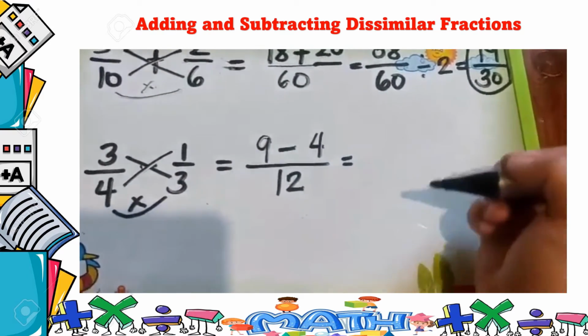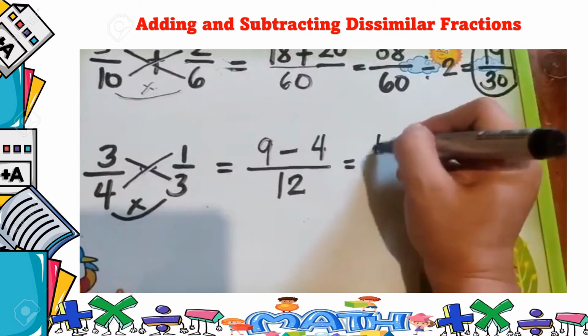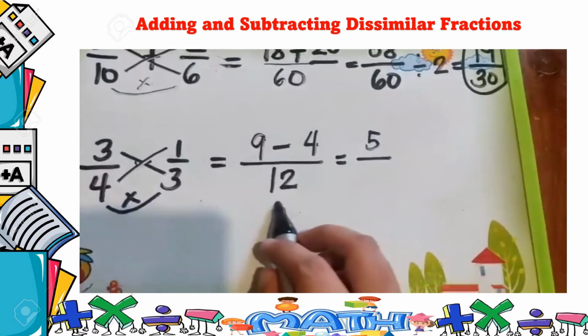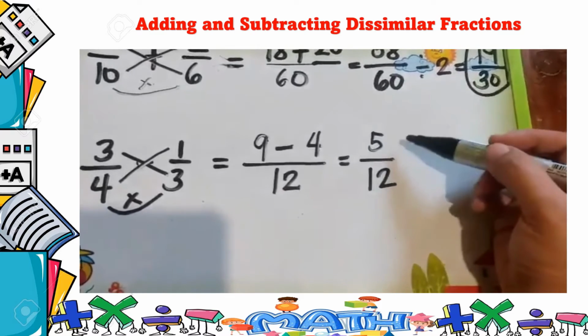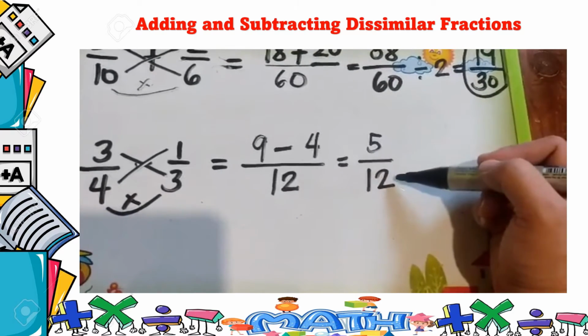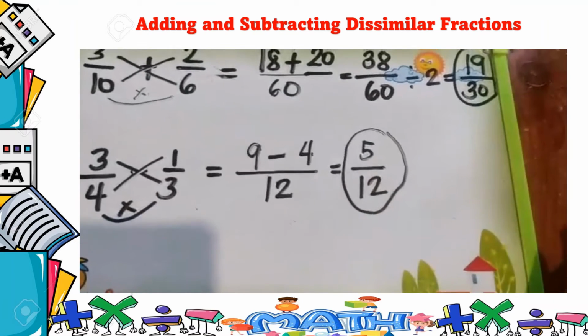And then let's subtract. 9 minus 4 is equal to 5. And then copy the new denominator which is 12. Okay, so because 5 and 12 has no common factor, it is now the final answer.